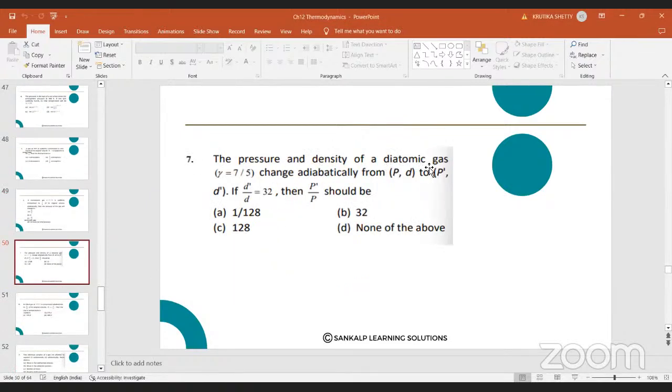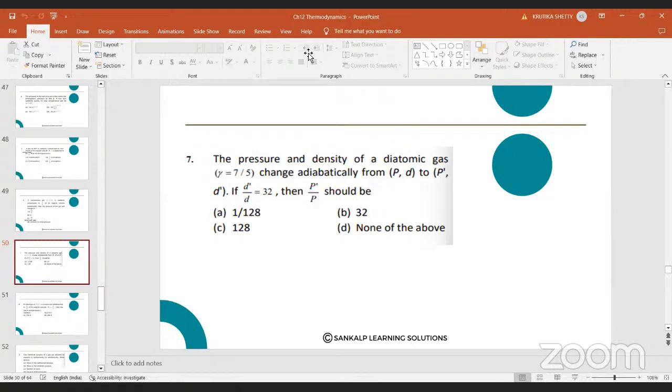The pressure and density of a diatomic gas change adiabatically from P, D to P dash, D dash. For a diatomic gas the gamma value is 7/5. If D dash by D is equal to 32, that is, the density ratio is given as 32, then P dash by P should be? So how to do this one?